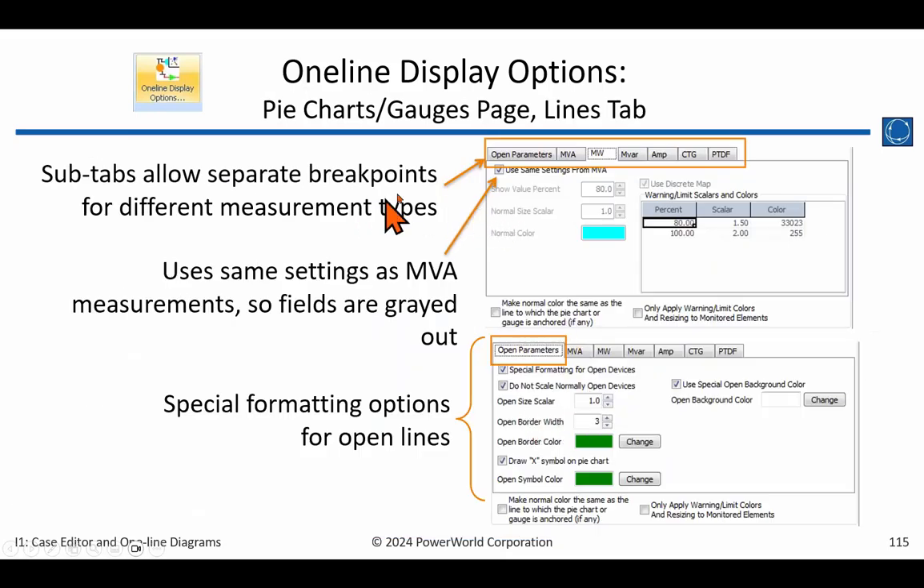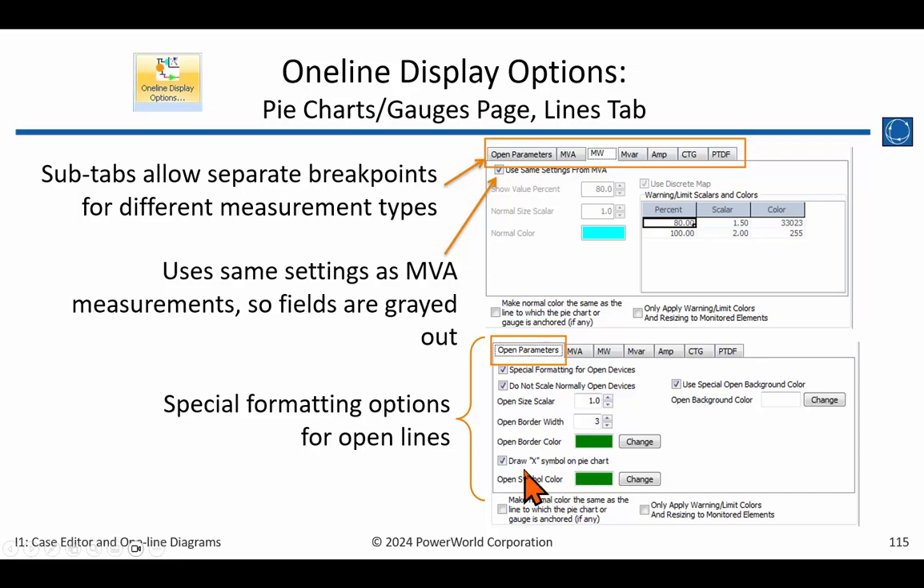And this next slide again just shows that for different styles of pie chart, you can have different parameters, or you can just have them follow what is shown on the MVA screen. And then the tab all the way on the left is called Open Parameters, and that just has some options for formatting how open transmission lines are shown. So for example, normally there's an X that's shown over the pie chart. If you don't like that, you can change that option. And there's some other related options you can show.